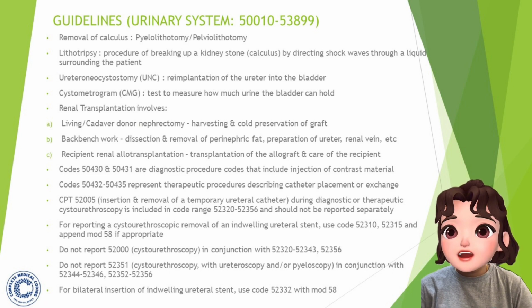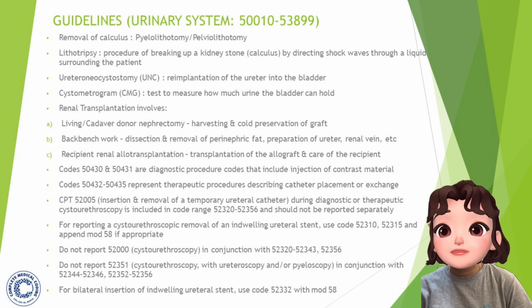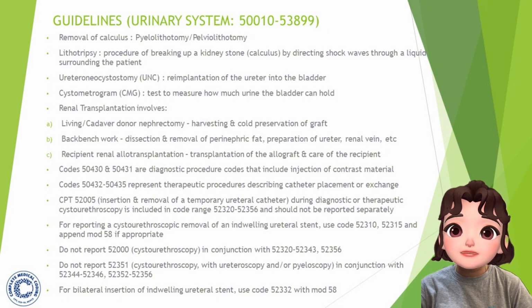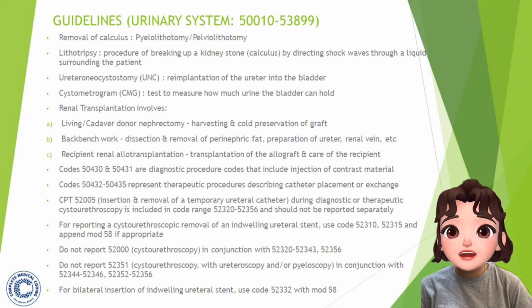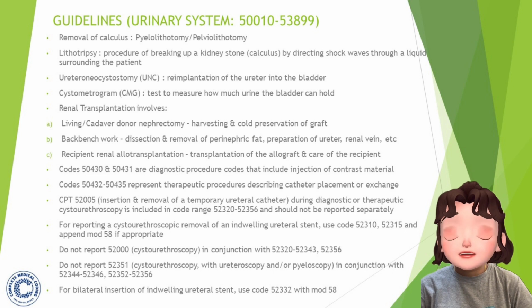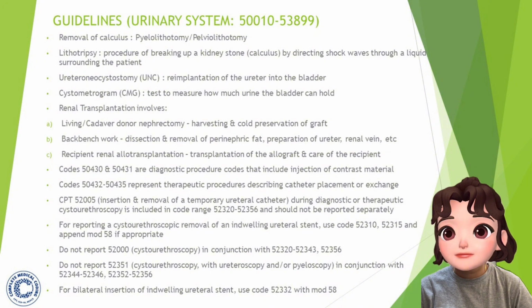For reporting a cystourethroscopic removal of an indwelling ureteral stent, use code 52310 or 52315 and append modifier 58 if appropriate. What is modifier 58? Modifier 58 means a procedure done during the postoperative period by the same physician. If it is appropriate, we need to append modifier 58 also.